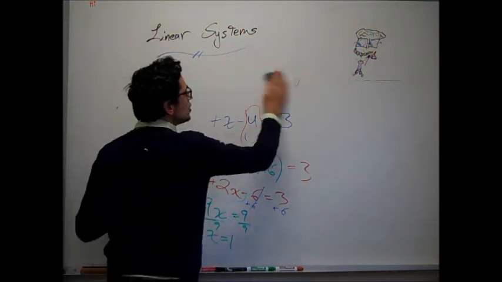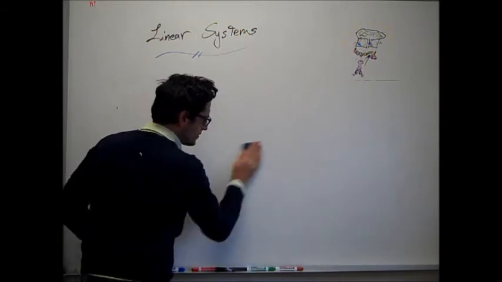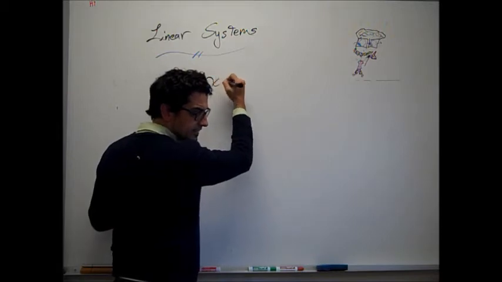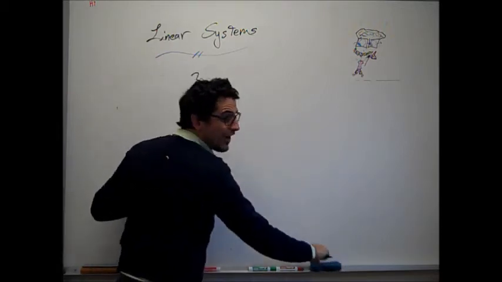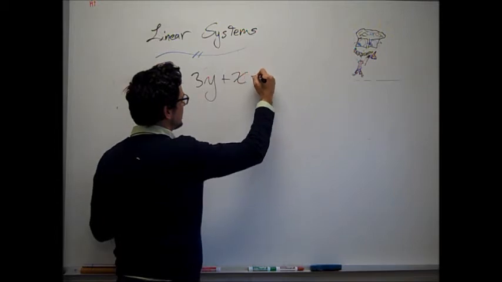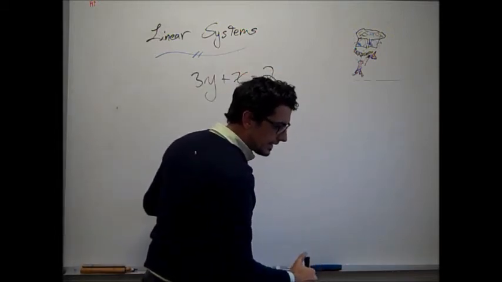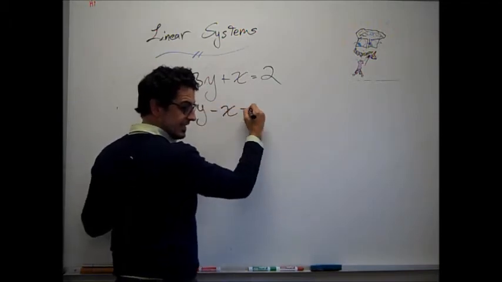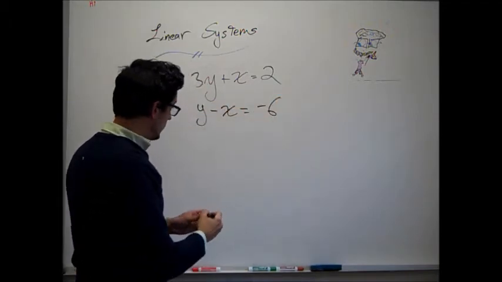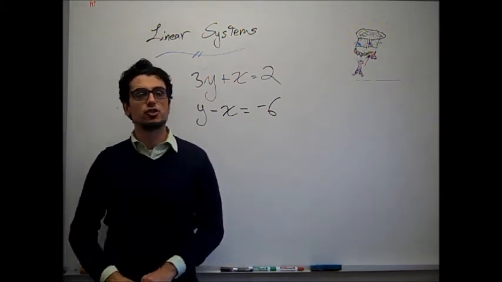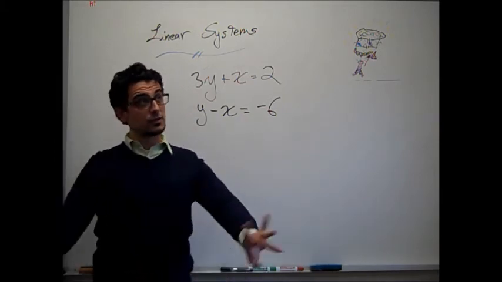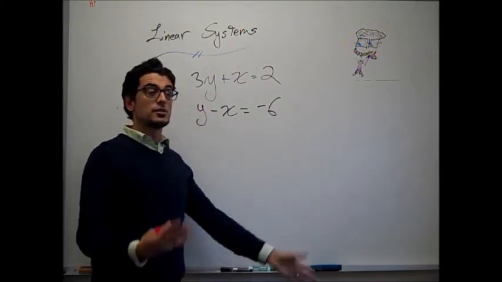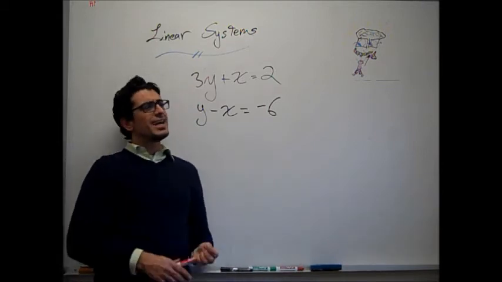I'm erasing so fast. Let's take a look at another example. If I had 3y plus x is equal to 2, and y minus x is equal to negative 6. Again, I want to isolate a variable so that I can plug in for it. Now, neither of these have either x or y by themselves, so I can go ahead and do that. Now, here's the trick.